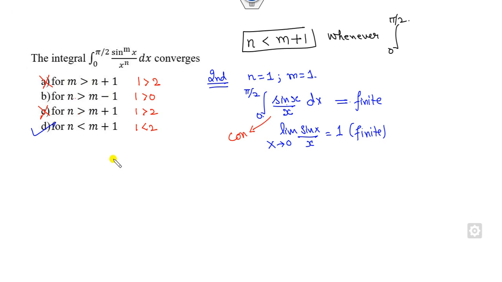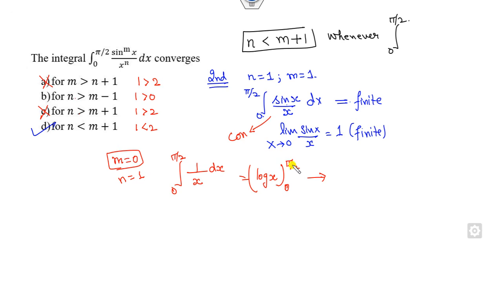Now for the other case, I can simply choose m is 0 and n is 1. So what is the integration of this? 0 to pi by 2, m is 0, sine is 1, over x. What is the answer of this? It is log of x from 0 to pi by 2.